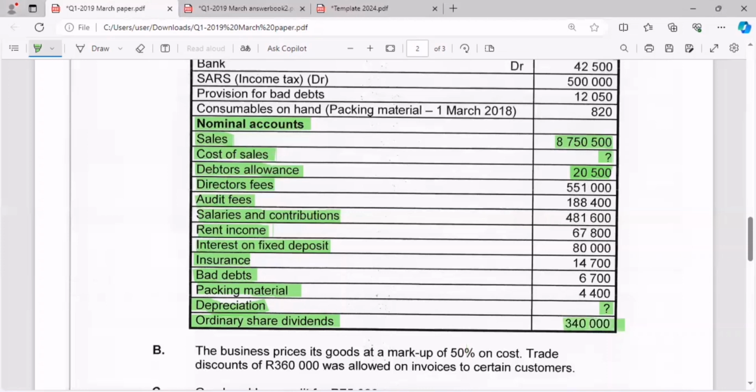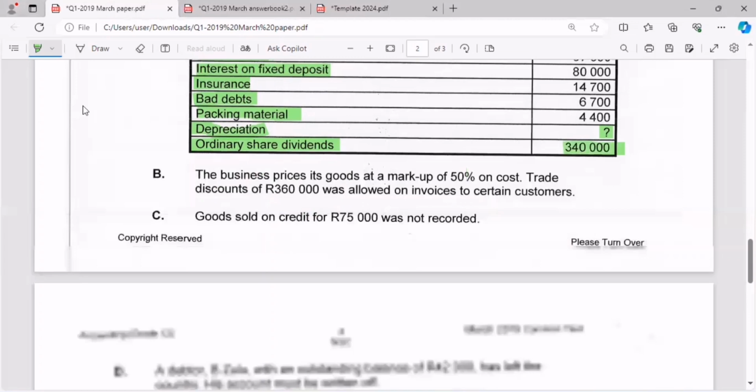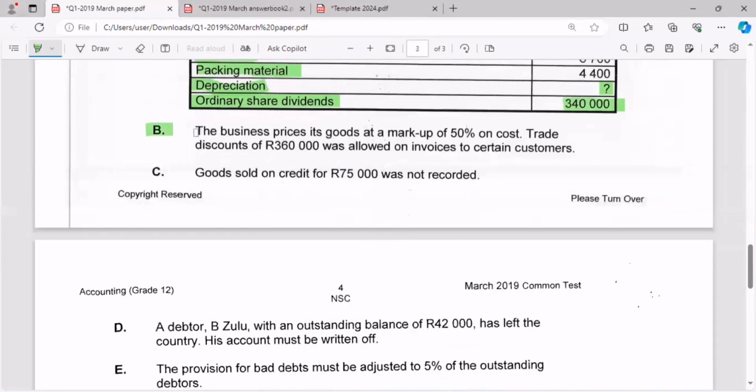340,000. So now we are moving to the next one, information B. Here we are told that the business prices its goods at a markup of 50% on cost. Guys, we're gonna use this information to calculate the cost of sales. We're gonna adjust the sales figure, and then we take the adjusted sales figure and apply the markup on that figure so that we get the correct cost of sales. I hope you understand this part. I will show you the formula that we're gonna use to calculate the cost of sales using the markup.